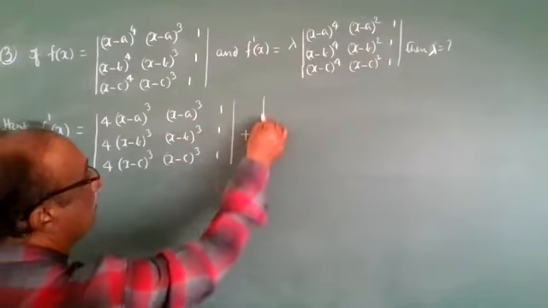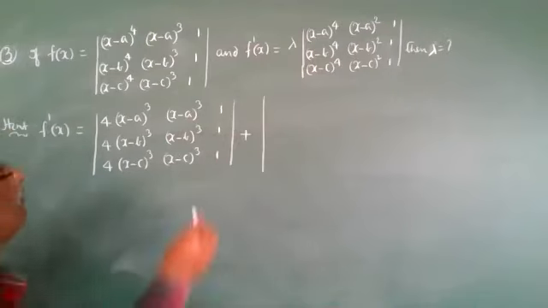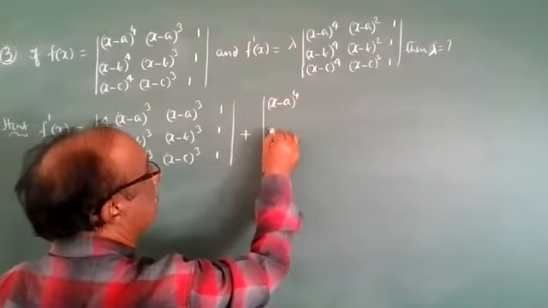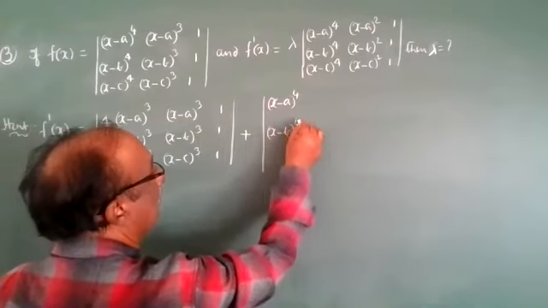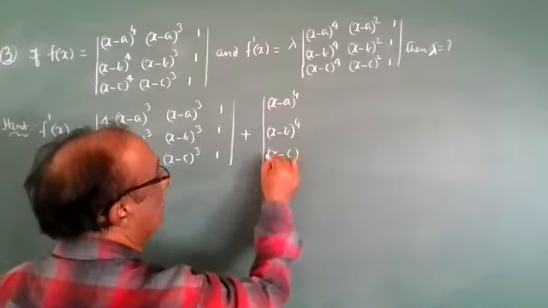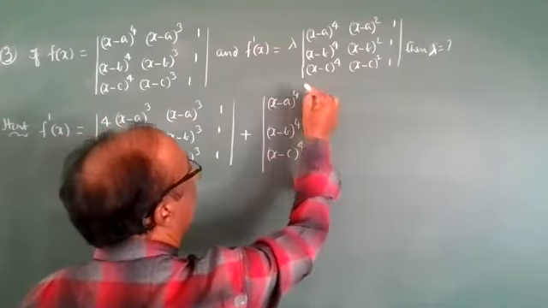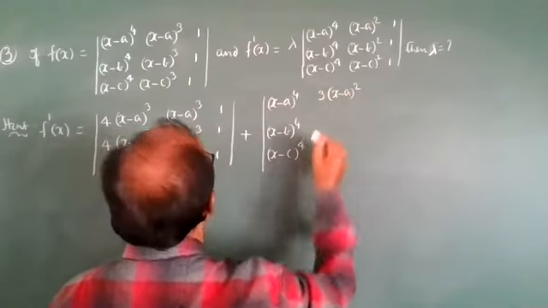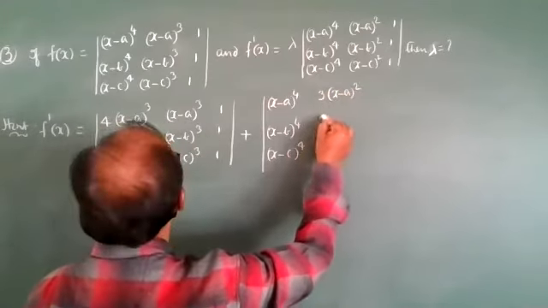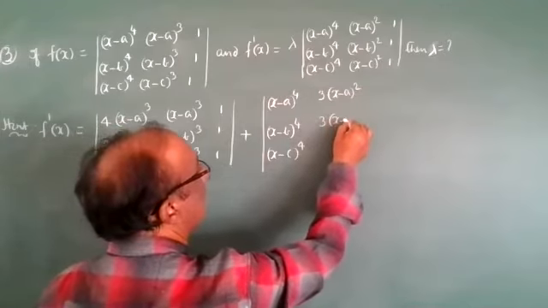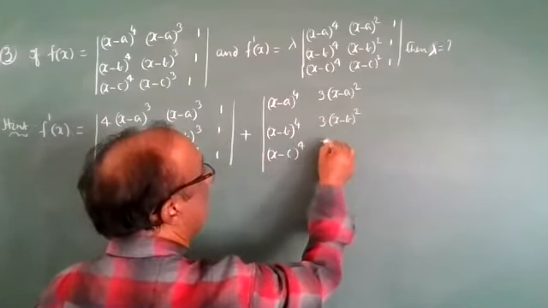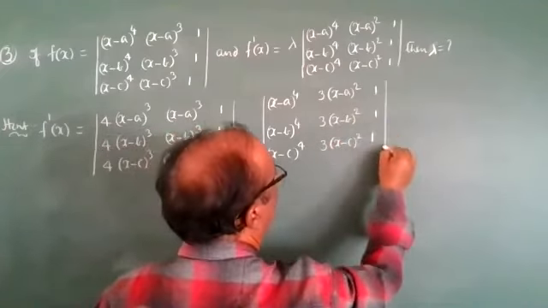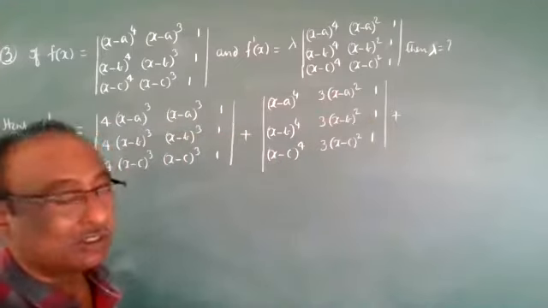Next, second column apply derivative. First column is the same. Derivative gives (x minus a) whole power of 4, (x minus b) whole power of 4, (x minus c) whole power of 4, and 3(x minus a) whole square, 3(x minus b) whole square, 3(x minus c) whole square, and the third column is the same. Now the third column will become all elements zeros.